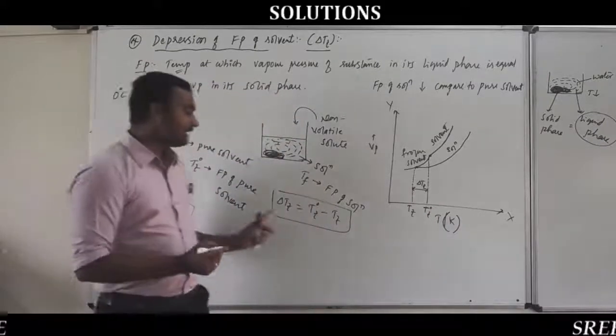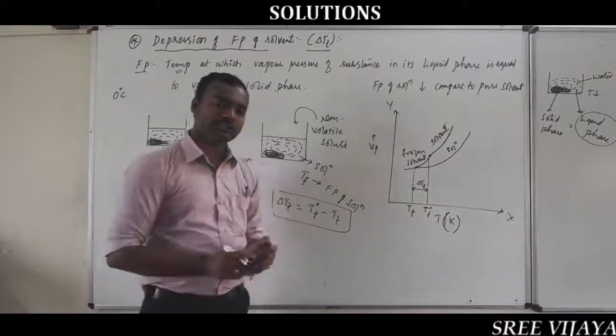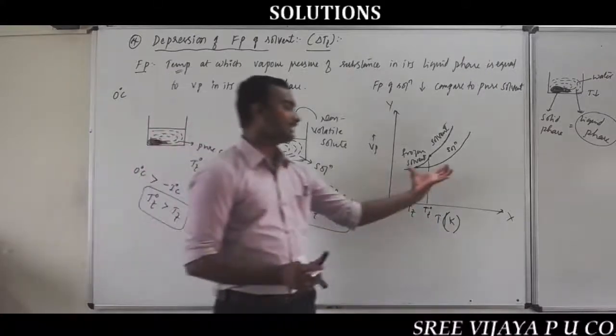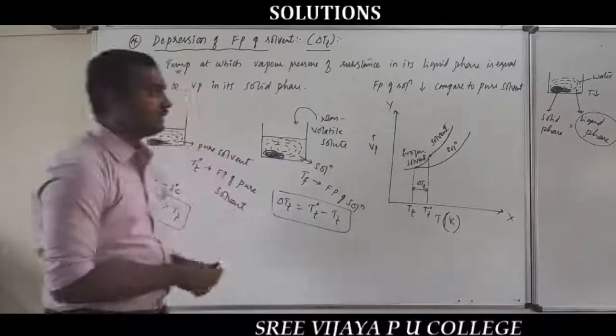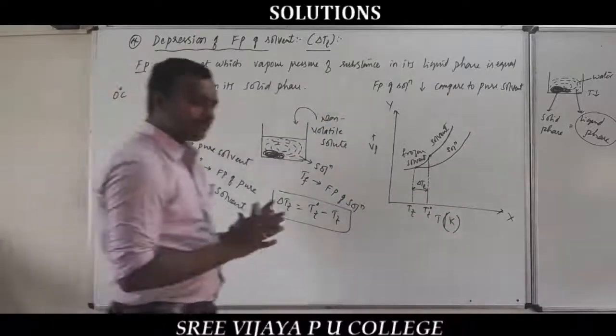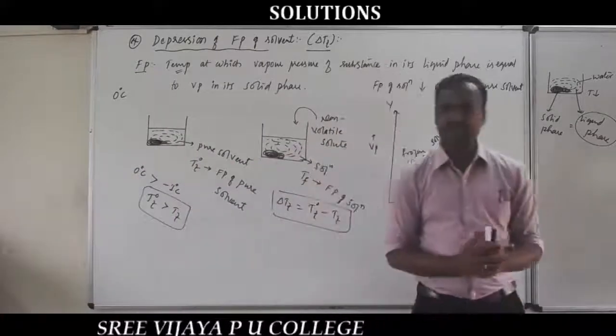So that is the equation, delta TF is equal to T0F minus TF, and this is the graphical representation for depression of freezing point of the solvent. So that's about the concept. It's very easy to remember. This is a complete reverse of boiling point elevation.